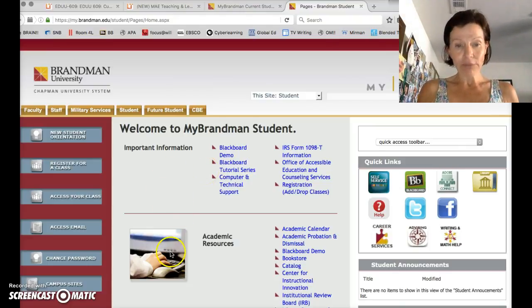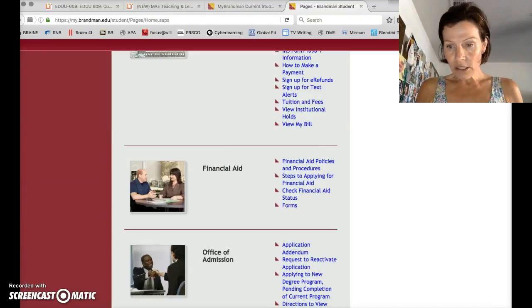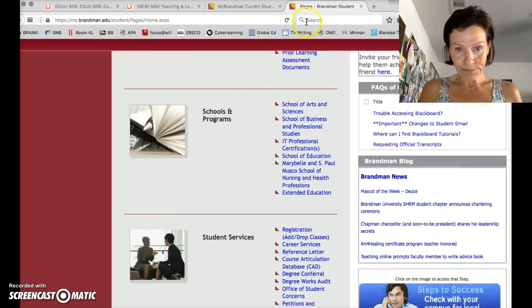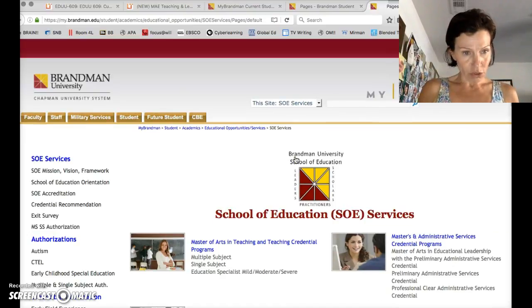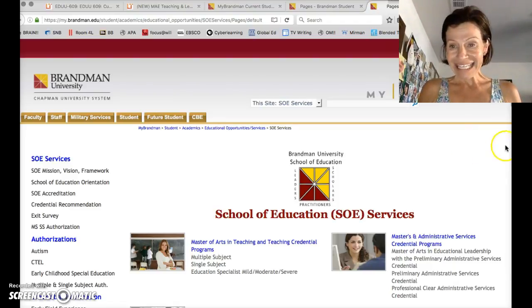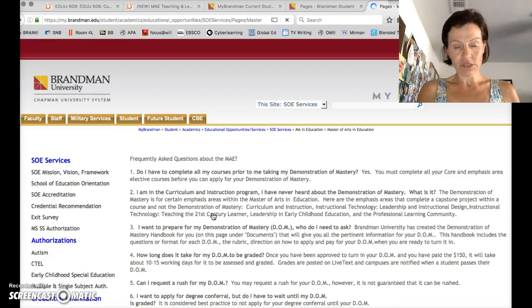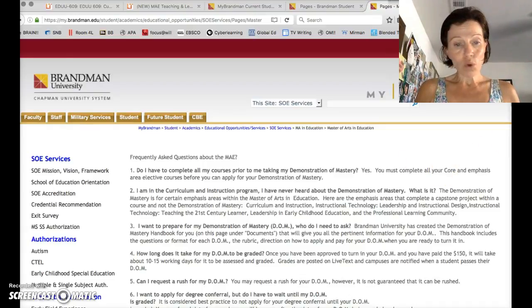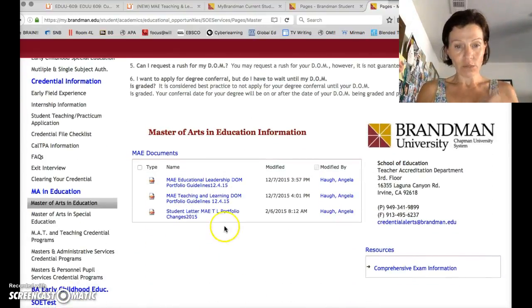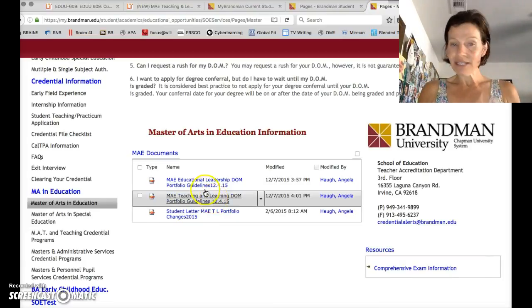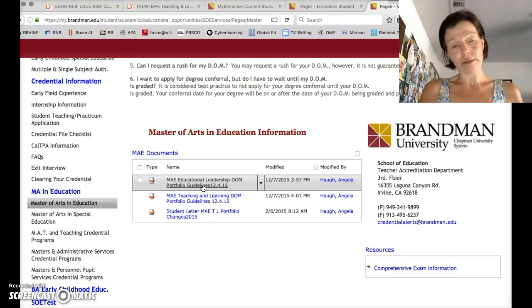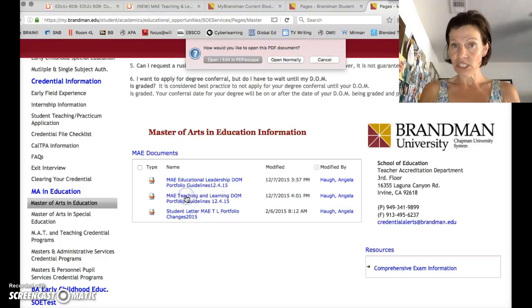Off of the My Brandman page, if you go to Academic Resources, you need to scroll down and go to the SOE page. All right, School of Education. And this will then take you to the SOE Services page where you're looking for the MAE, not the MAT, the MAE, Master of Arts in Education. Okay, and then we scroll down a little bit more, and here we go. The teaching and learning, not the educational leadership. I've had a handful of people grab the wrong one. So I'm specifically talking about teaching and learning.